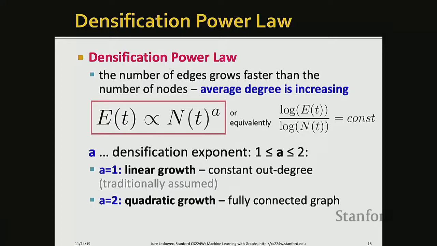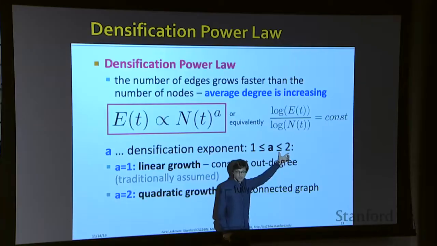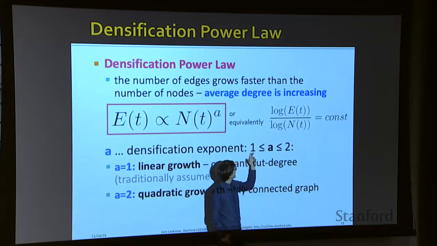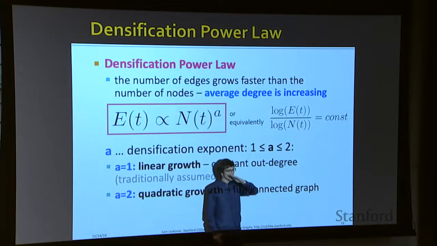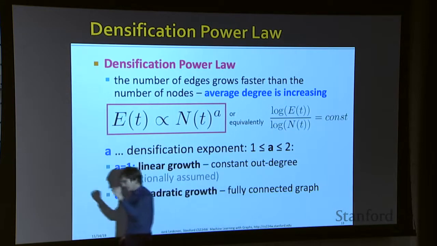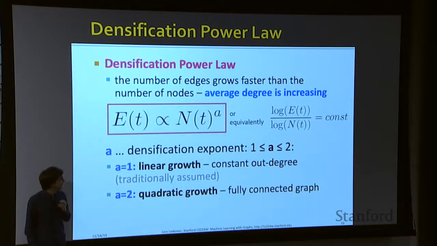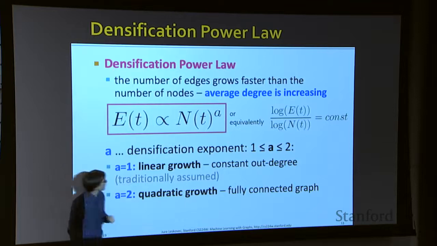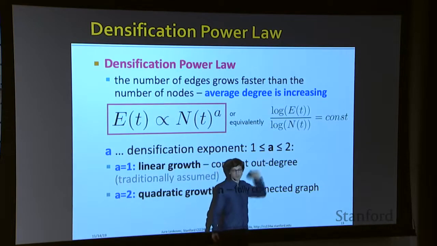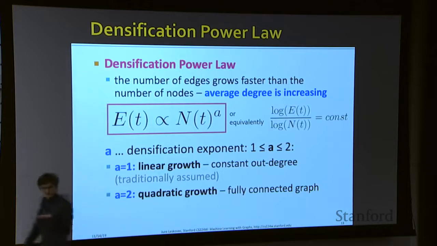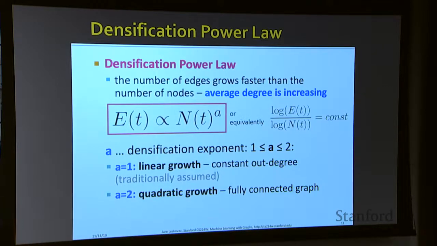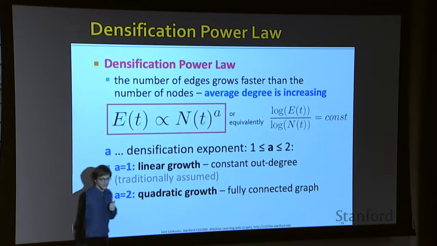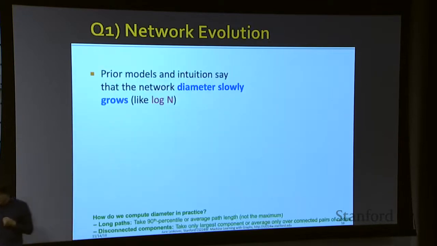All right, great, thank you for that. As I said, a is this densification exponent. It will be less than 2 because you cannot grow more than quadratically. And if it's 1, it's the constant degree. If the degree would be slowly decaying, it could be actually less than 1, right? But 1 would be linear growth, 2 would be quadratic growth, and in reality, what we empirically observe is something in between. But it's non-trivial. It means it's greater than 1. So that's the first interesting empirical observation about these networks.